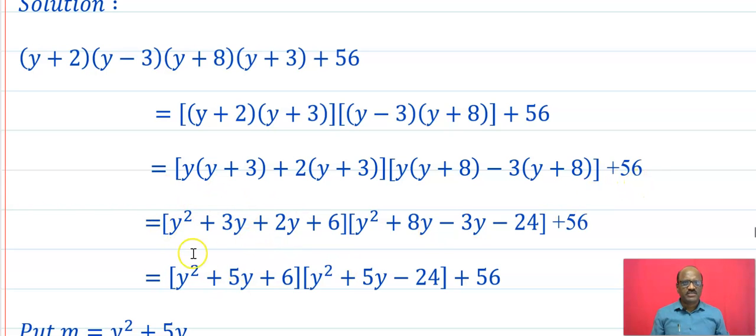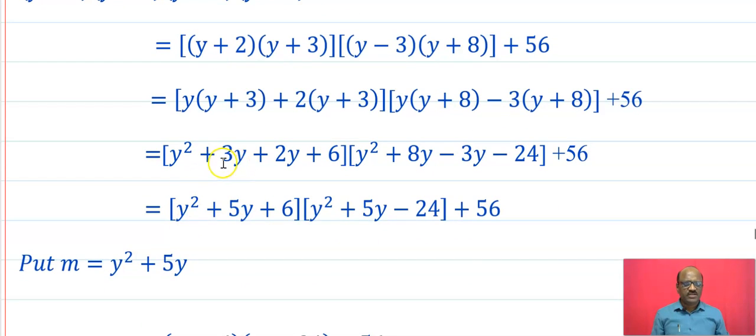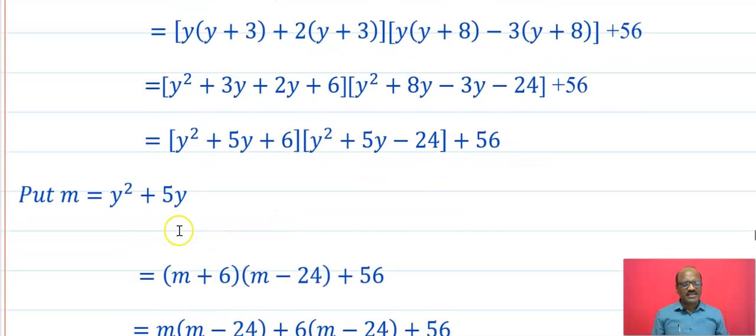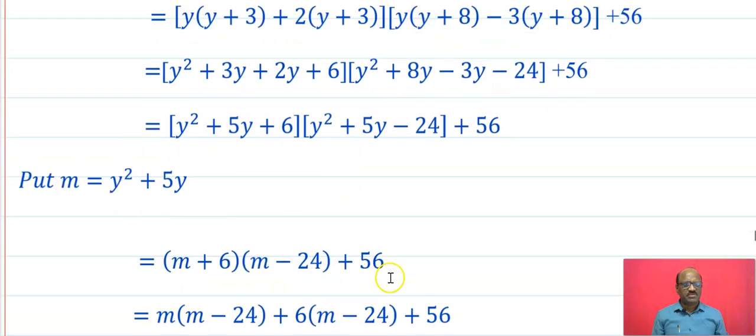Therefore, their product is y square plus y into 3, 3y, y into 2, 2y, 2 into 3, 6. And y square plus 8y minus 3y minus 24 plus 56. Now the next is y square, 3y plus 2y, 5y plus 6. What about the remaining? y square, 8y minus 3y, 5y minus 24. Again the y square plus 5y, take m equals that. Therefore, in bracket you will get m plus 6. In the next bracket you will get m minus 24 plus 56.